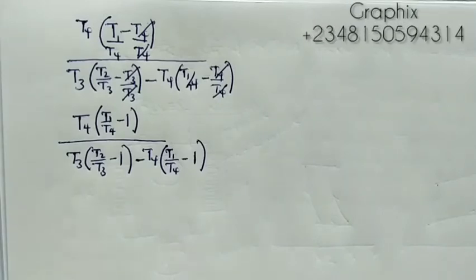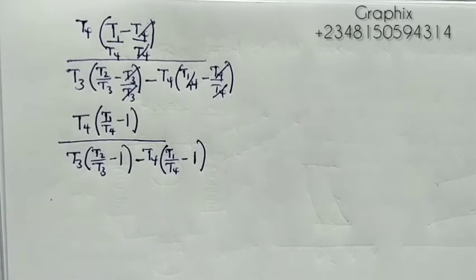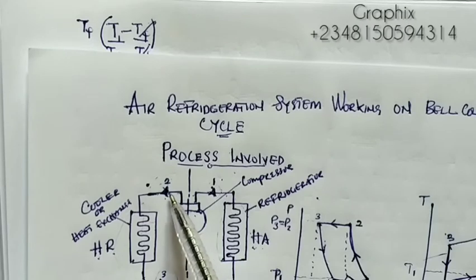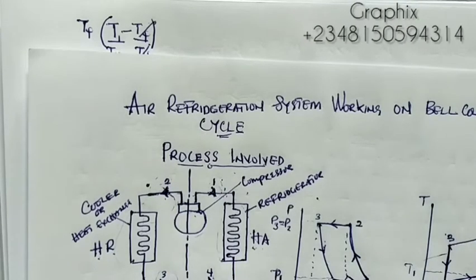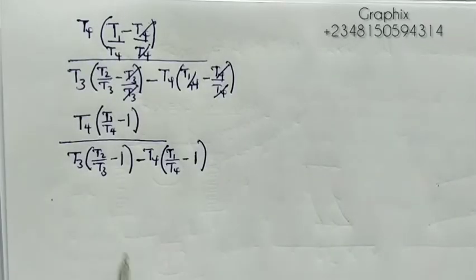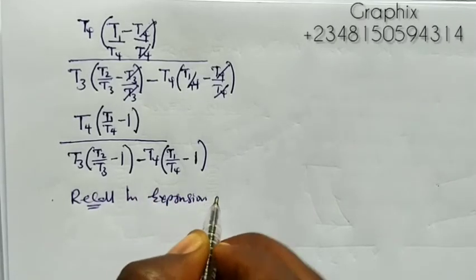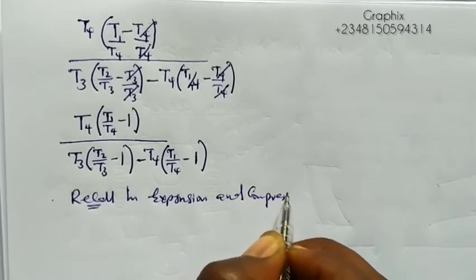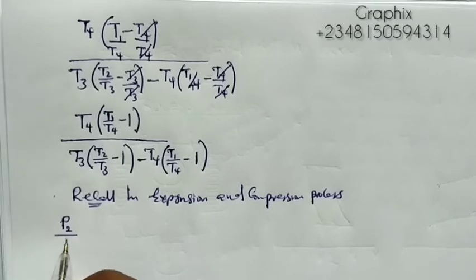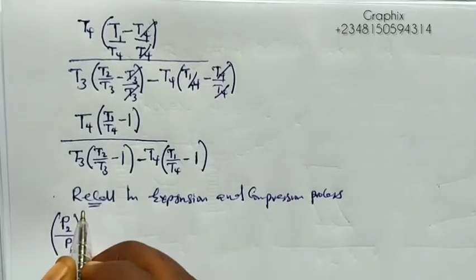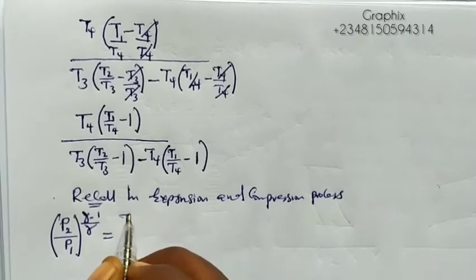In our compression and expansion processes, if you look at this, it's always the high side over the low side. So we know that P2 is a compression happening between state 2 and 1. So P2 over P1 is equal to T3 over T4, right? So I'm going to write that. Recall, in expansion and compression processes, since it's reversible adiabatic, P2 over P1 to the power gamma minus 1 all over gamma is equal to T2 over T1.